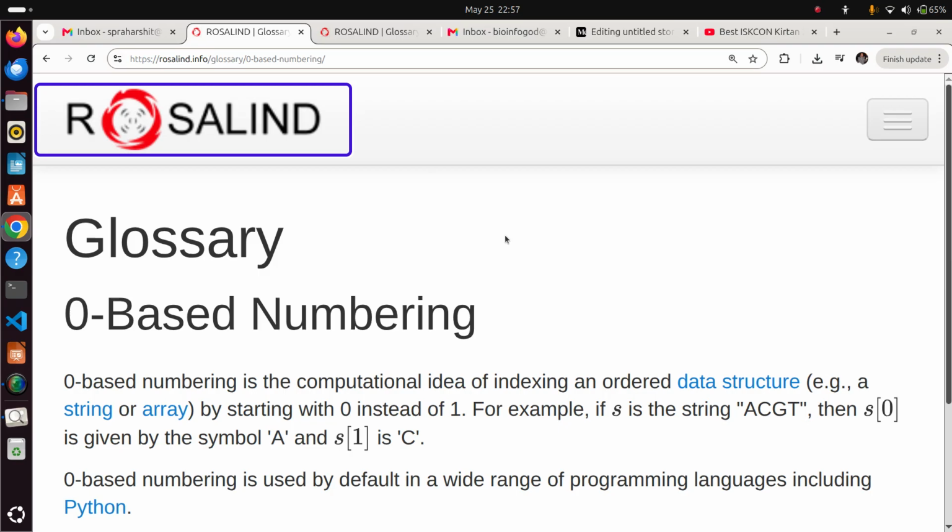International Bioinformatics community, this is Bioinfo God Praharshit Sharma, with an audio-visual rendering of the differentiation between zero-based numbering and the one-based numbering paradigm followed in the bioinformatics context.